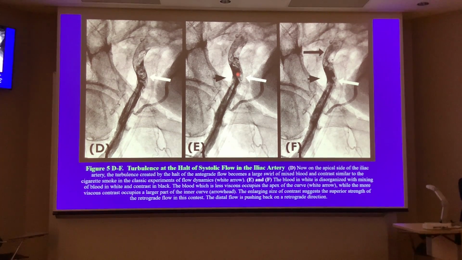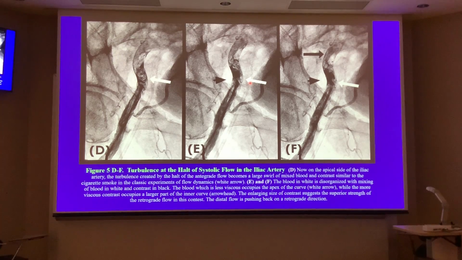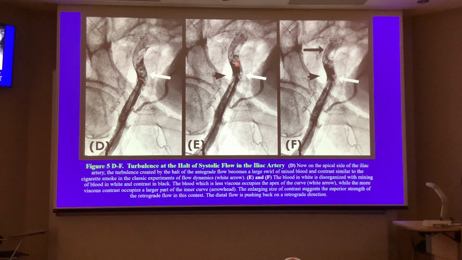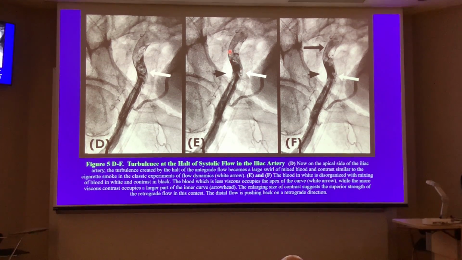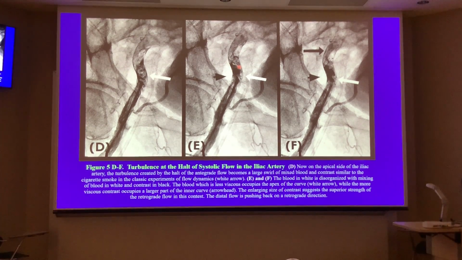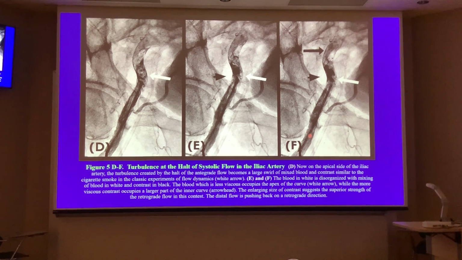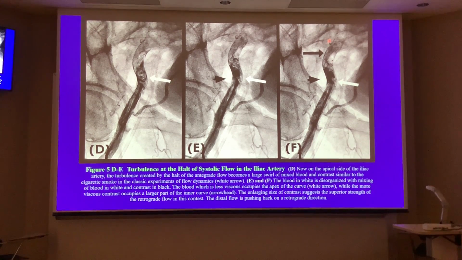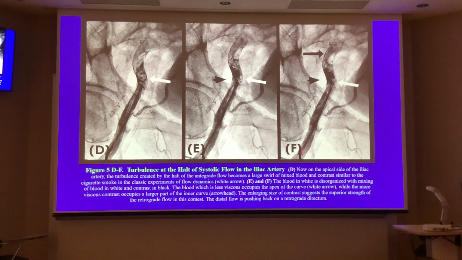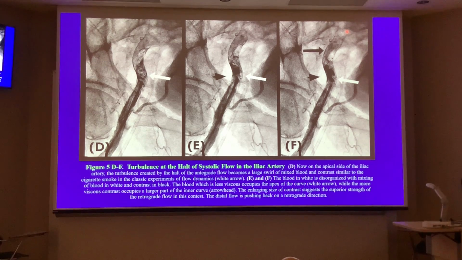And from the curve right here, the blood will start mixing together with the contrast. The blood with less viscosity occupies the apex of the curve, and the contrast in black color occupies the larger part of the inner curve. So in this case, the distal flow is pushing back in the retrograde direction from the distal segment to the proximal segment of the iliac artery.